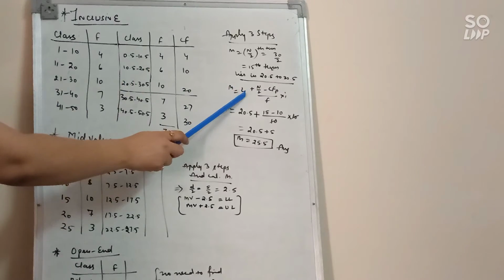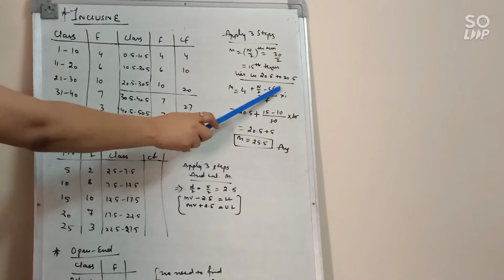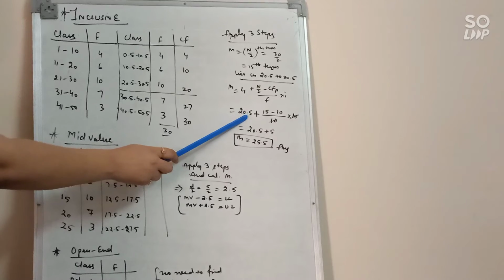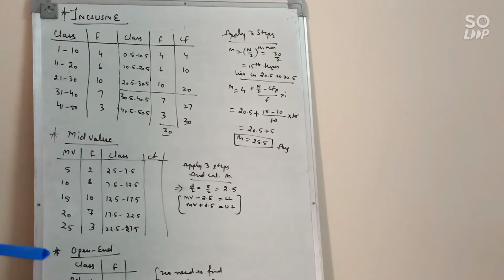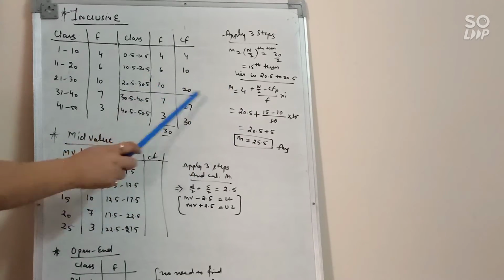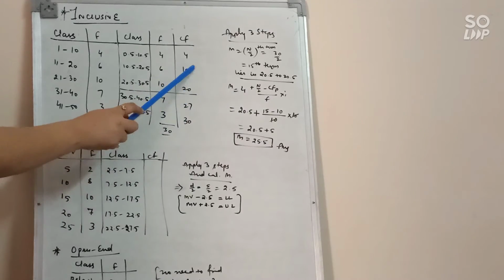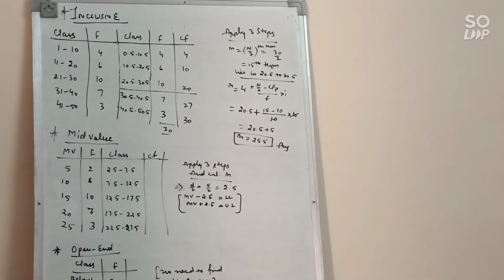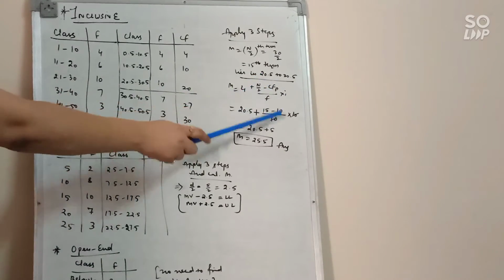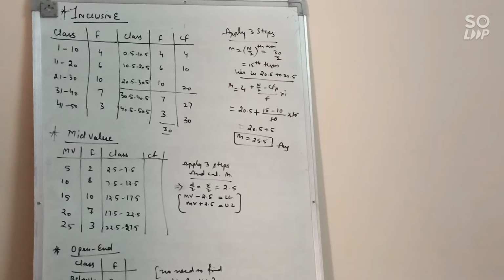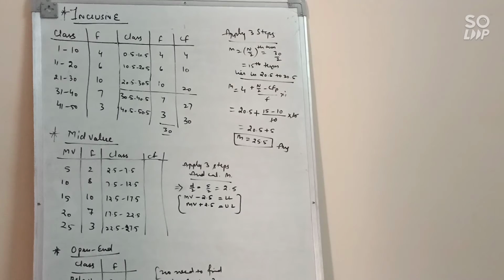Okay. So let's see the formula: L1, that is lower limit, plus n upon 2 minus CF previous upon f into i. So lower limit, that is 20.5. Here it is compulsory to write 20.5. Don't take 21, otherwise you will get the wrong answer. So 20.5 is the lower limit, plus 15, that is n upon 2, minus previous class cumulative frequency, that is 10, divided by frequency, into 10, that is class interval. Clear? So after putting all these values, you will calculate first this portion. So we have 5 plus 20.5 is 25.5.